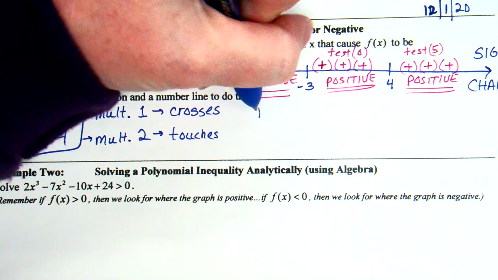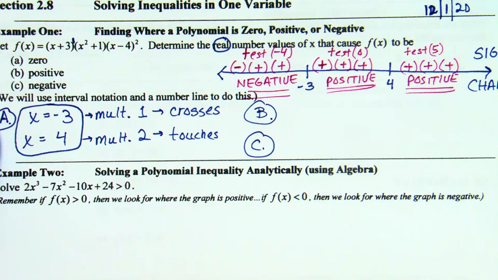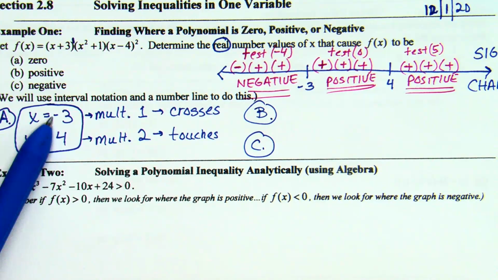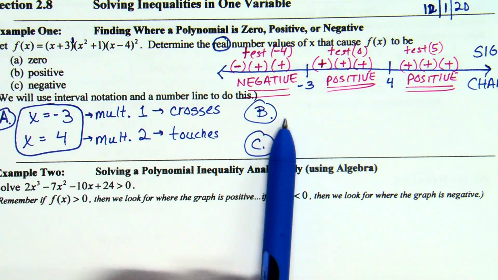So let's write out official answers for B and C. Okay, so A asked where my graph values are negative or 0. And it was 0 at our zeros of negative 3 and 4. B is where this graph is positive. So in what intervals is my graph positive, using interval notation?